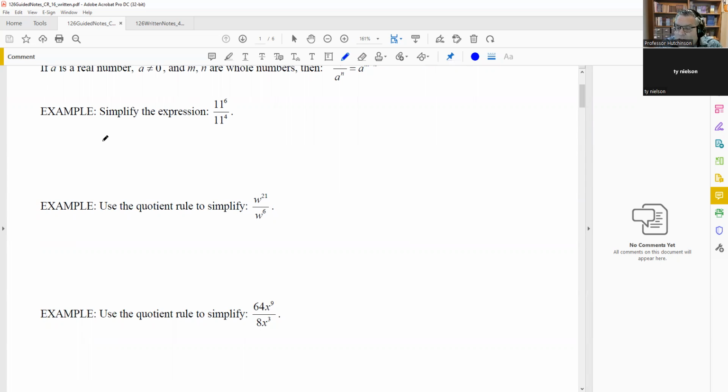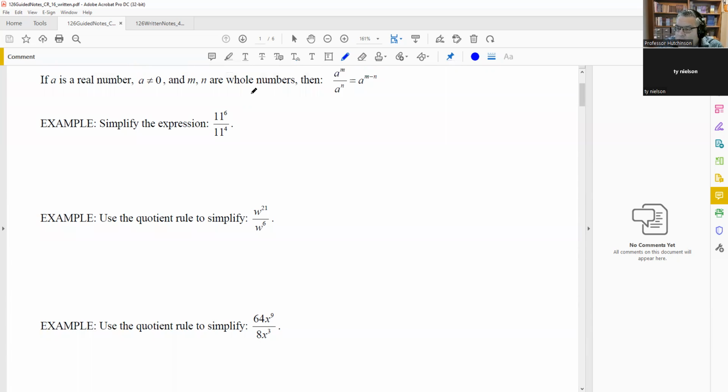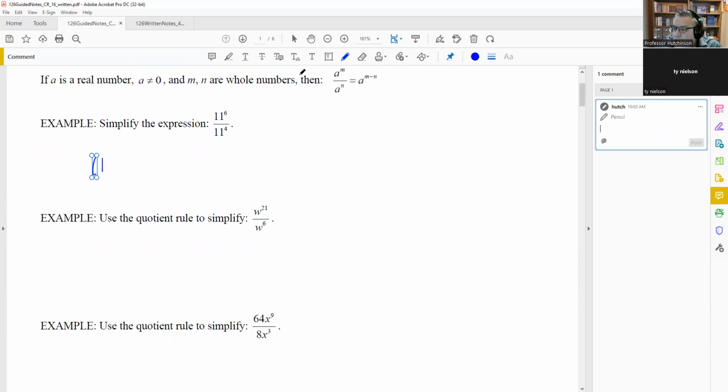So for something like this, the way the formula works is you have the base, which is 11, and you raise it, and if we have something that's being divided, we're going to subtract the exponents. So really we have 11 raised to the 6 minus 4, which is the same thing as 11 squared, which is 11 times 11, and that's 121. That's all you have to do on that: subtract them and then compute it.